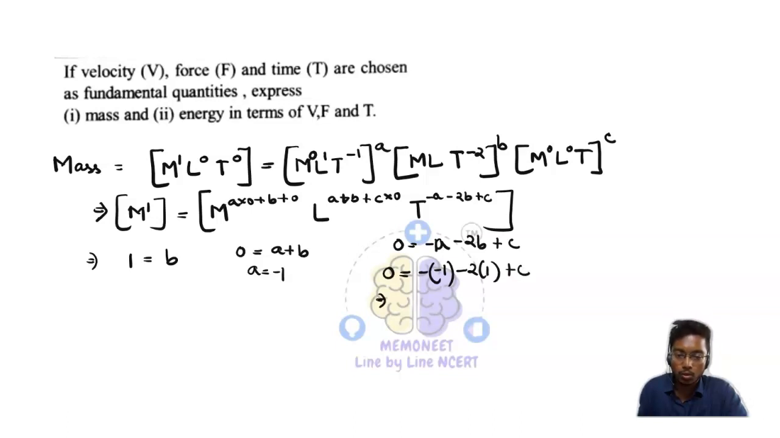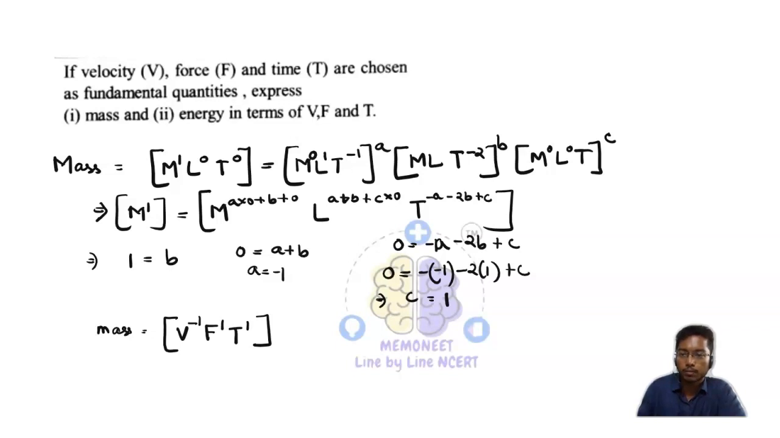If we solve this out, c is equal to 1 minus 2, that is minus 1, and if we take it to the other side, that is 1. In terms of mass, we have the dimensional formula: a is minus 1, that is V to the power minus 1, b is 1, that is F to the power 1, and c is 1, T to the power 1. So this is the dimensional formula in this question.